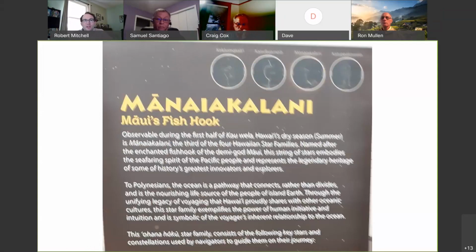So this would be their summer constellation, or the first half of Hawaii's dry season, Manaya Kalani, better known as Maui's fishhook. So this was the enchanted fishhook of the demigod Maui. Yes, the same Maui and the same fishhook in the movie Moana. Anybody's familiar with that?